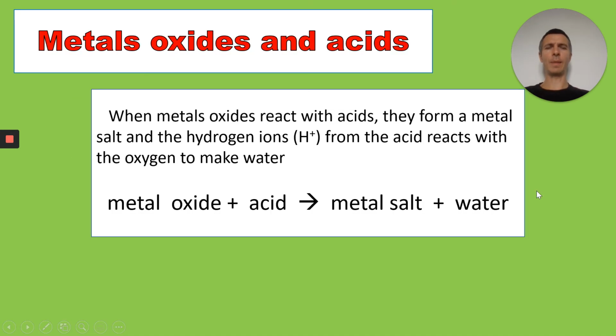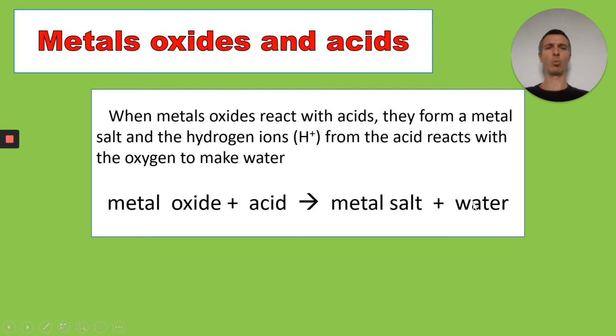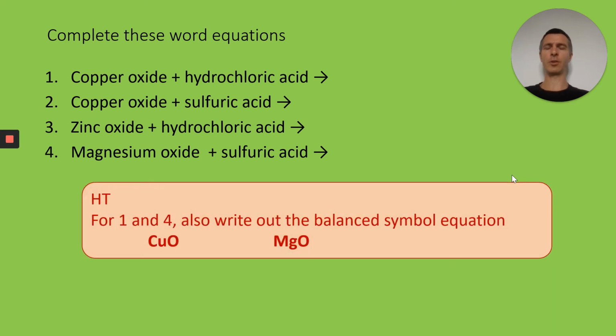And again, the metal salt you make is based on the name of the metal from the metal oxide and the acid you used. Same task as before, folks. Could you have a go at writing down the name of the salt and the products of these reactions, please? Remember, you've got metal oxides this time, so water is going to be one of your products, not just hydrogen. And if you're able to, could you have a go at doing balanced symbol equations for 1 and 4, please? Could you pause the video and have a go at those tasks, please?